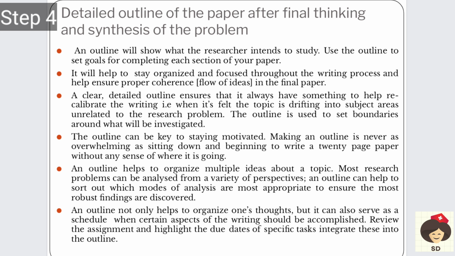The final step, the fourth step in the research process, is making a detailed outline of the paper after final thinking and synthesis of the problem. We have to make an outline of the aspects on which the research will be done. This will first help the researcher to know what he intends to study. This outline will be a goal for the researcher to follow each section to complete the research project, and it helps to stay organized and focused.